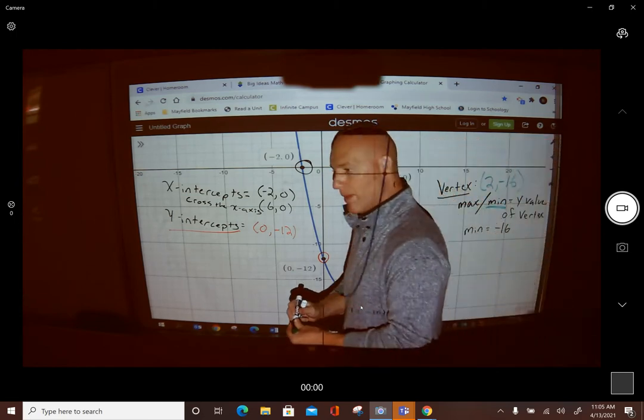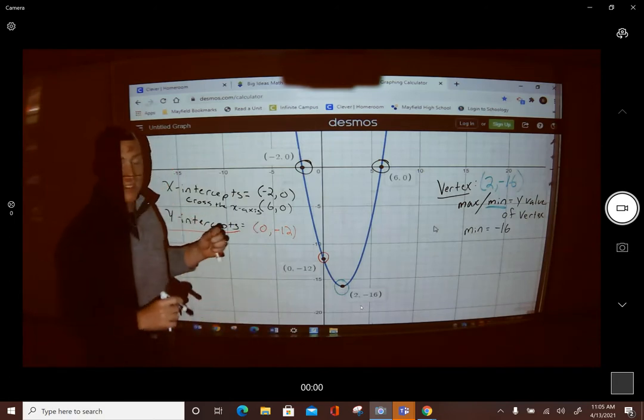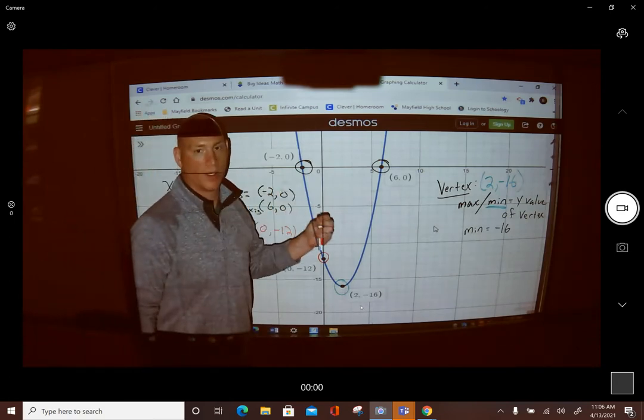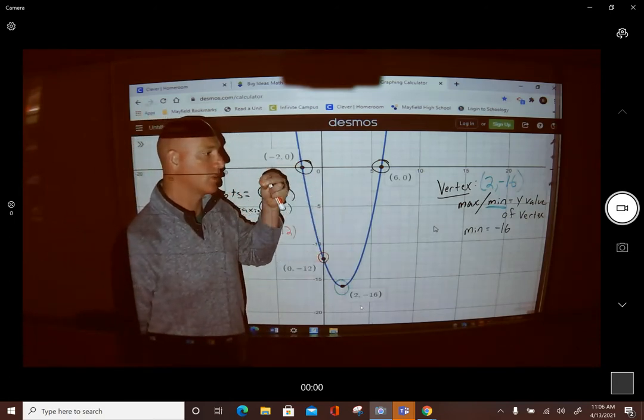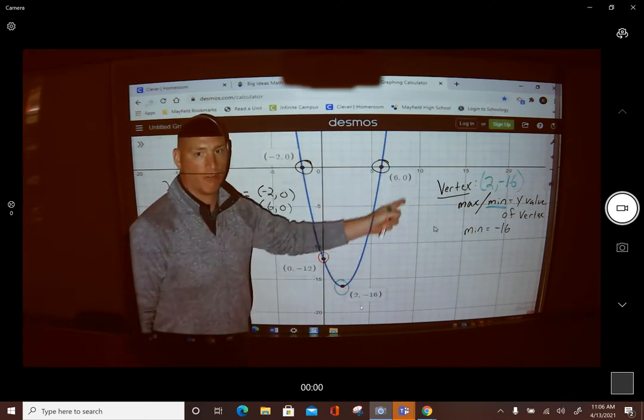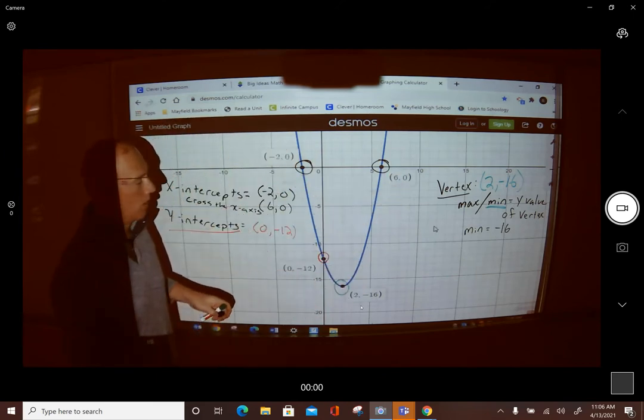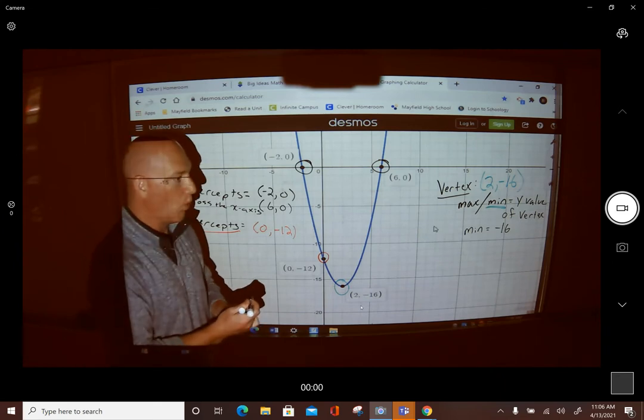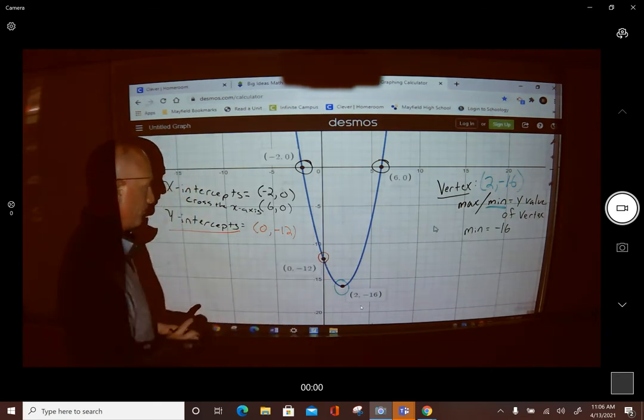When they're talking about minimum, they're saying, what is the smallest range, or what is the smallest Y value, or what is the smallest output you can get from this function, okay? Now, there's only one last thing to talk about.